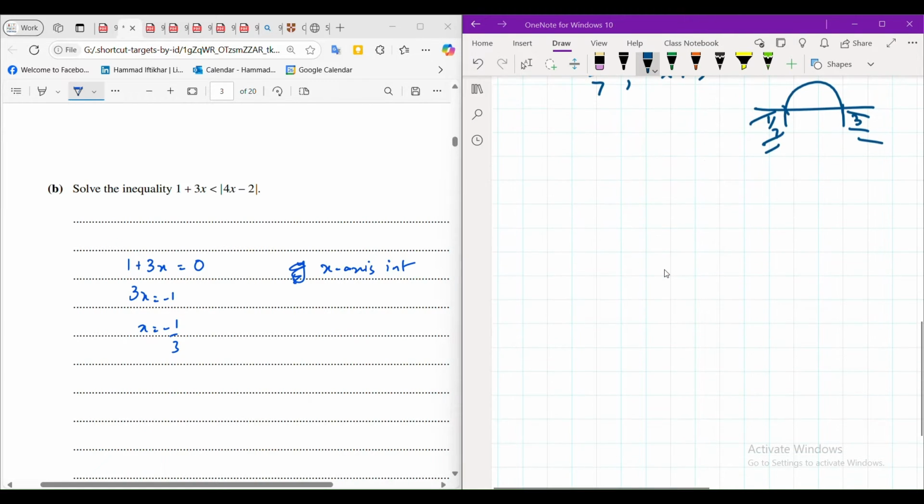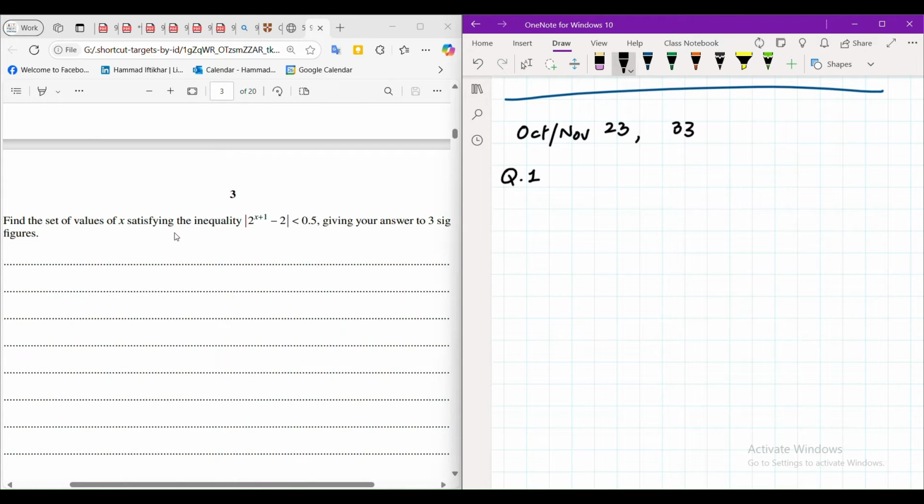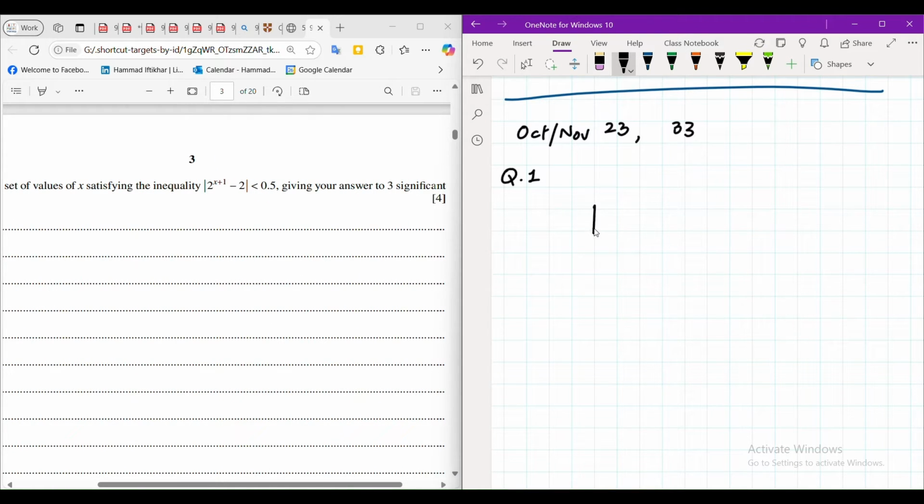Okay, so now let's move on to the next question. This next one is also October, November 23, but this is variant 33, and this is question number 1 also. Find the set of values of x satisfying the inequality mod 2 to the power x plus 1 minus 2 mod less than 0.5, giving your answer to three significant figures.